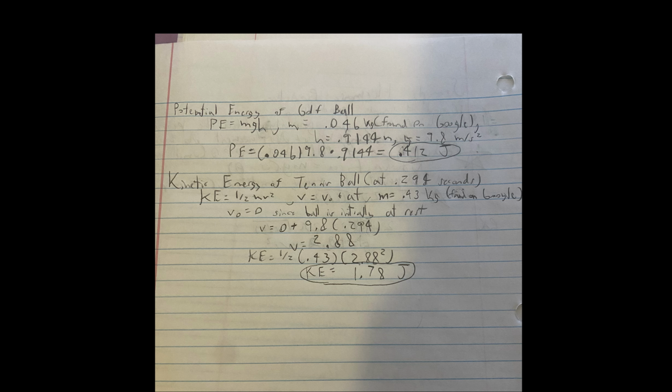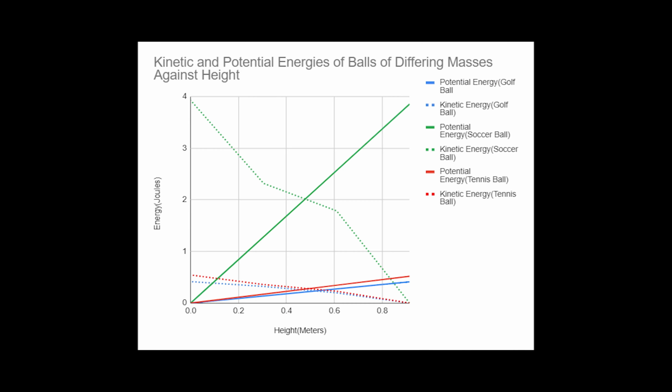As seen, the kinematic equation v equals v naught plus at was used to calculate the velocity of the ball at different times. This velocity was then plugged into the formula 1/2 mv squared to calculate the kinetic energy. These kinetic and potential energies were then used to create an energy versus height graph, with energy in joules being on the y-axis and height in meters being on the x-axis.